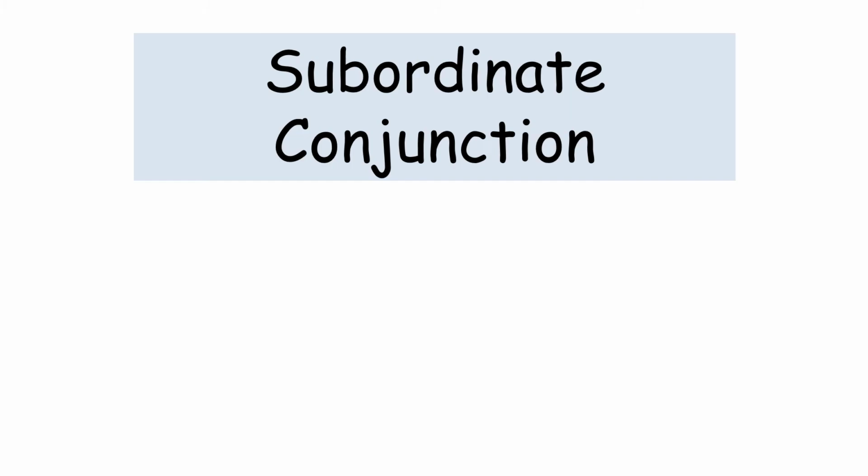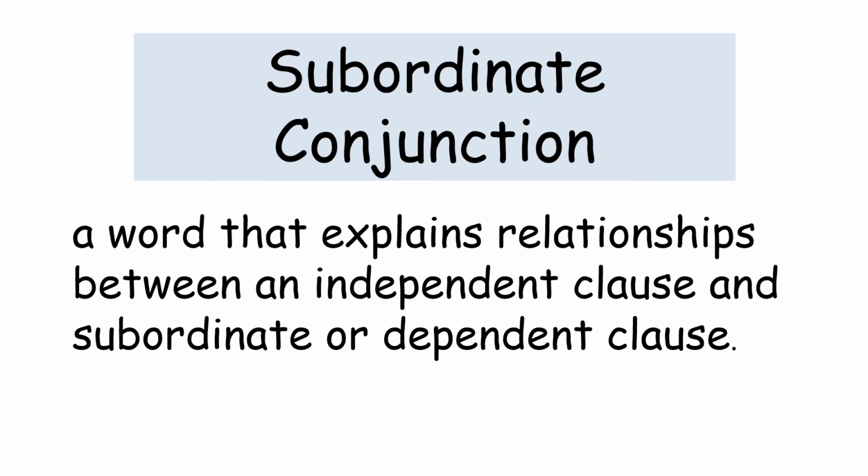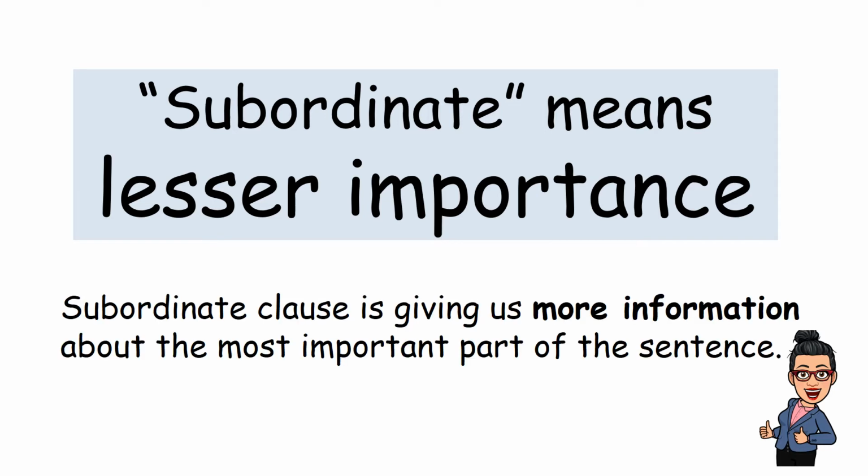Today, let us talk about subordinate conjunction. It is a word that explains relationships between an independent clause and a subordinate or dependent clause. What does subordinate mean? It means lesser importance. In a complex sentence, the subordinate clause is giving us more information about the most important part of the sentence.